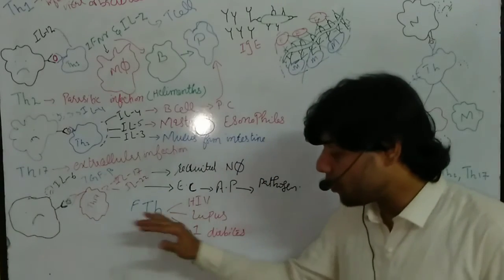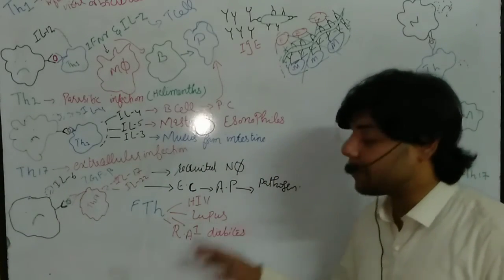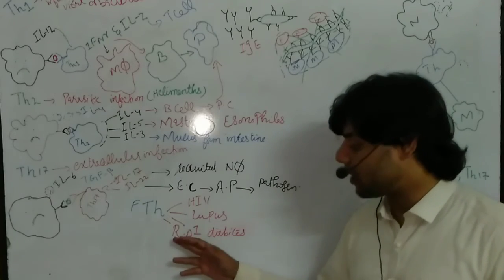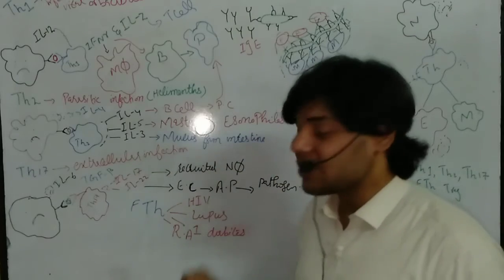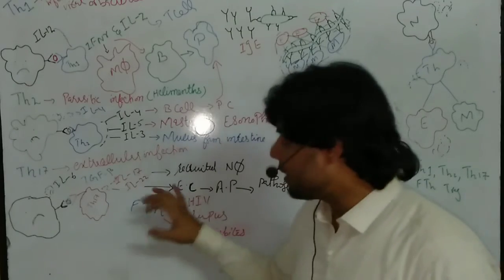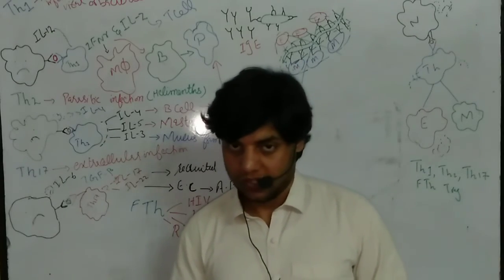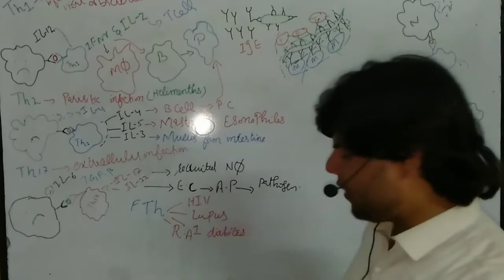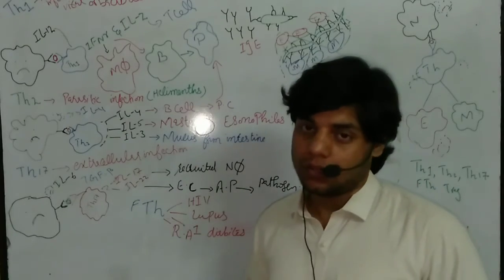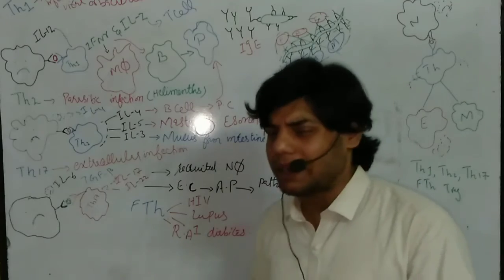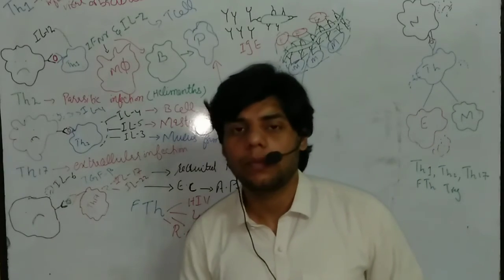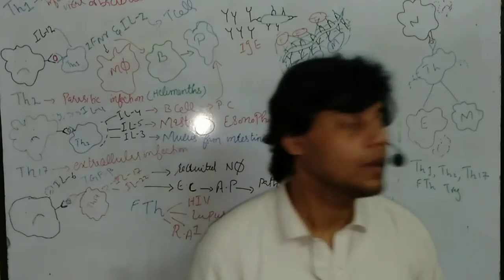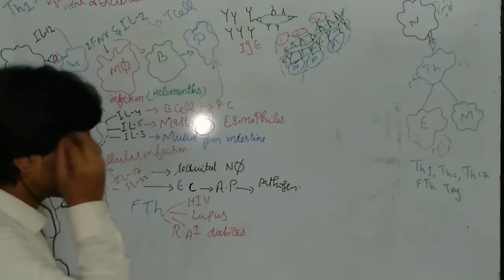So this follicular helper T cell is activated at that time if there is HIV, lupus, rheumatoid arthritis, or type 1 diabetes mellitus. So against each infection and disease, the follicular helper T cell will get activated. If any one infection or disease occurs, then it will be activated. Note that not every disease will be present at the same time. Any one disease will be present inside the body.